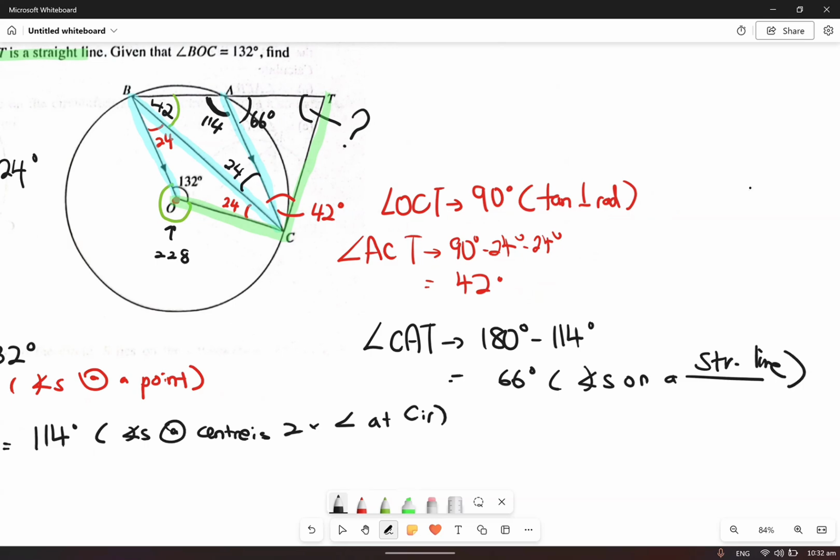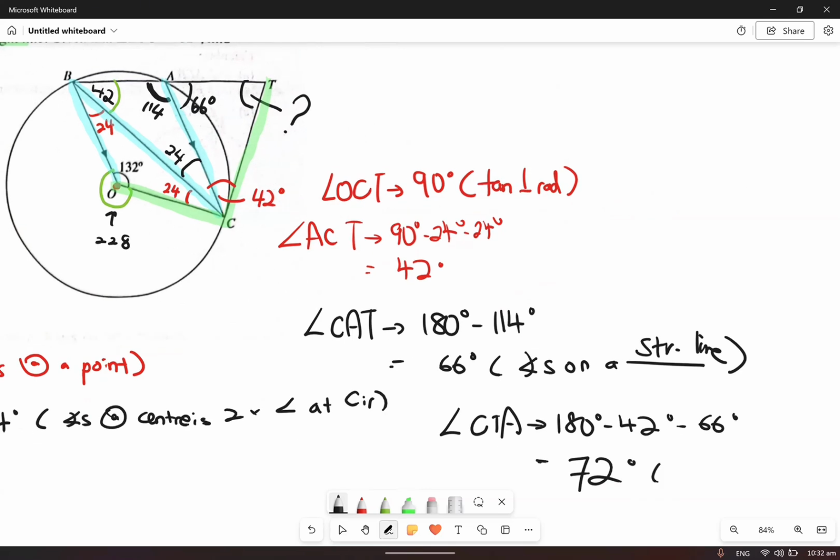Okay, of course, then now we want to go on to find CTA. Agree or disagree? All right, 180 degrees minus away 42 degrees minus away 66 degrees. Are you understanding? All right, we will get to an answer of 72 degrees. Okay, this is sum of angles in triangle. Okay, so that's how you do a question like this.